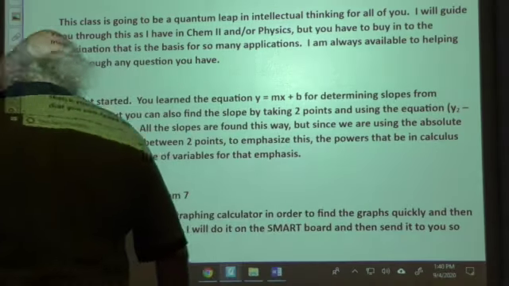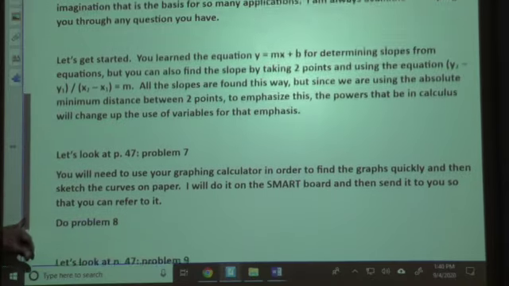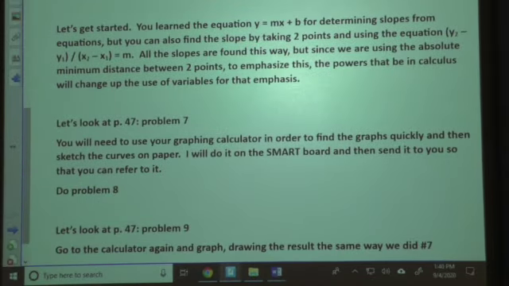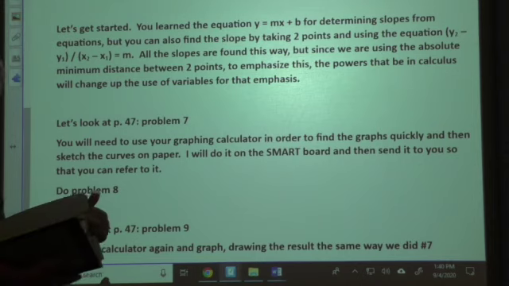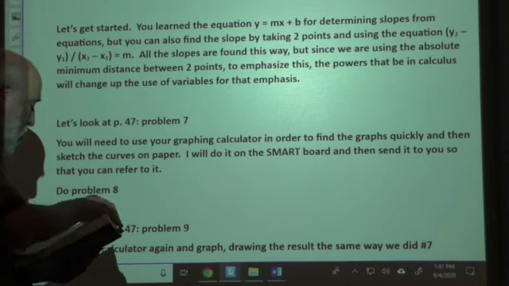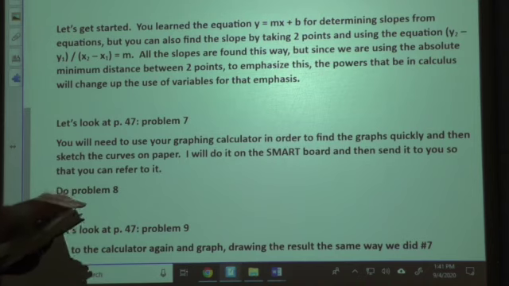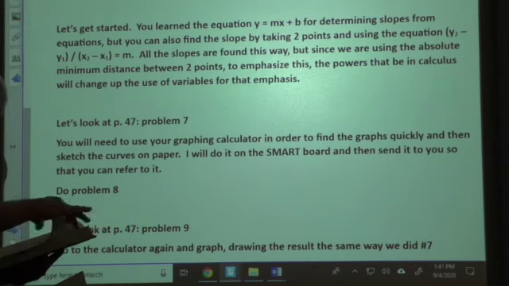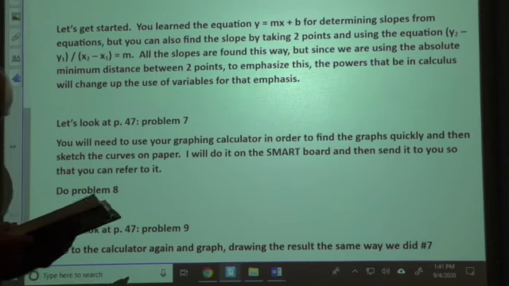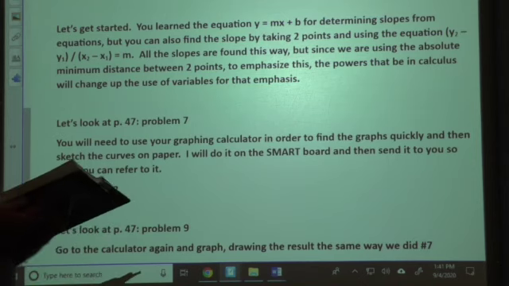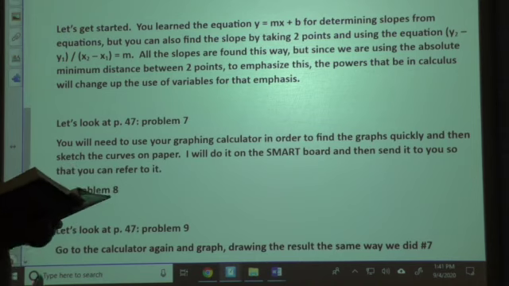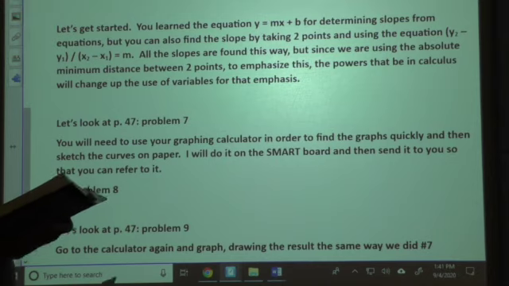So let's go to our textbooks, and let's find problem number 7 on page 47, shall we? Okay, so we're on 47. We're taking a look at problem 7. And this is about secant lines being drawn on a graph of 4x minus x squared and the point 1, 3 on the graph of f.